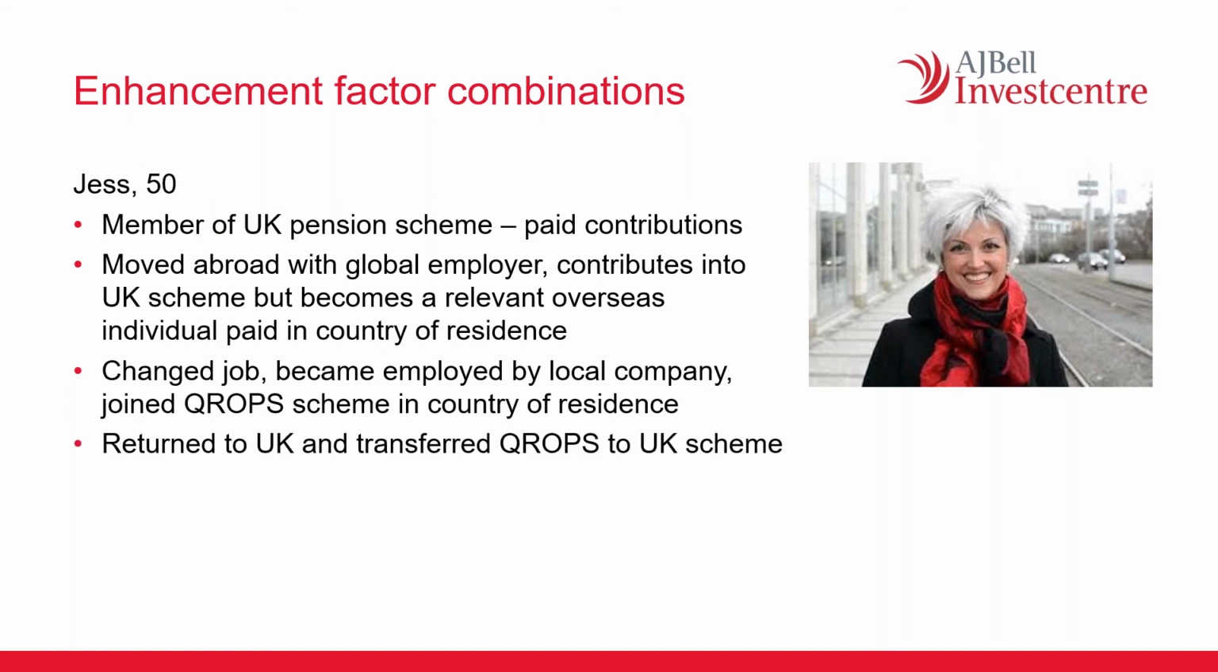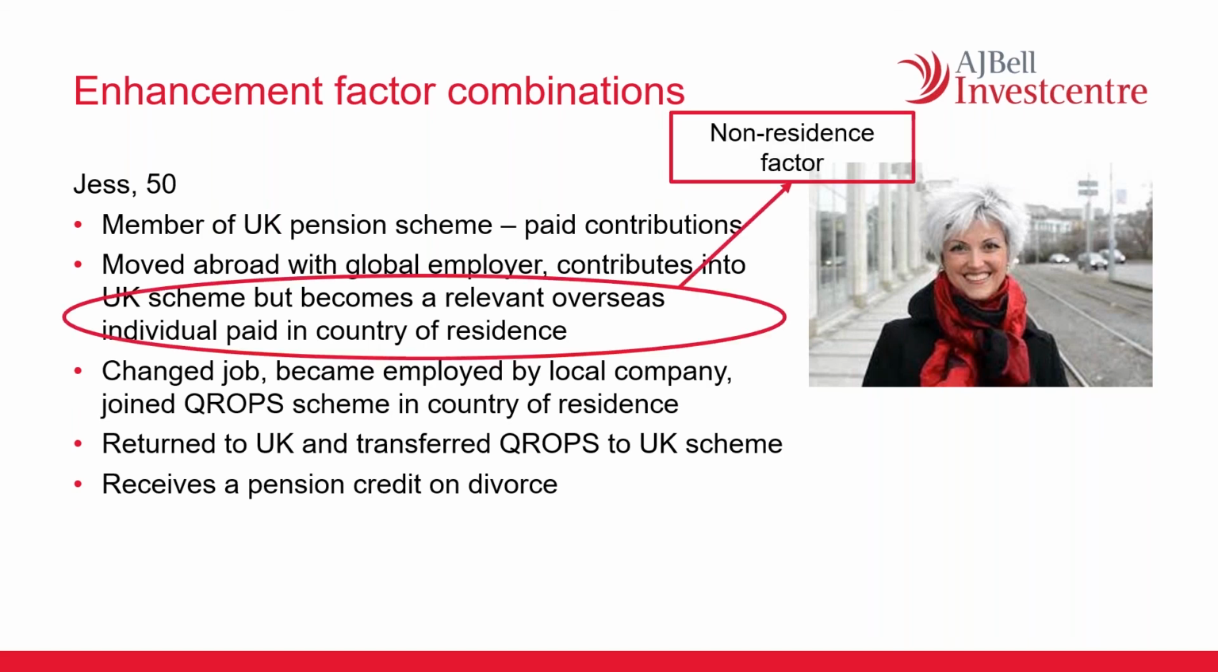She then came back to the UK and decided to transfer that QROPS back into the UK scheme to have everything over here in the UK system. And then just to cap it all off, she got divorced and got a pension credit. So if we look at this, she would be entitled to a non-residence factor because she had a UK pension scheme, but there was money going into that on her behalf when she wasn't a UK relevant individual.